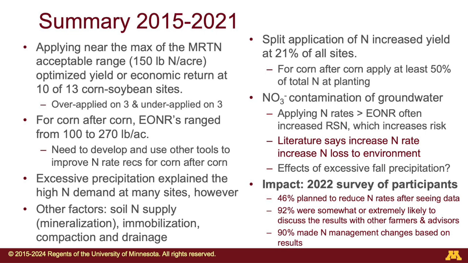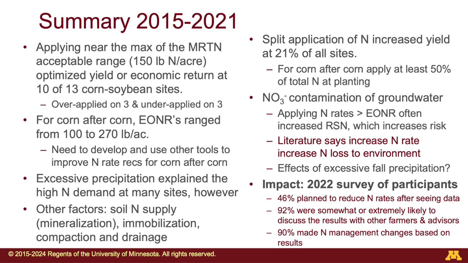And on the impact of this study, Dawn Bernau did a survey in 2022 of the participants. And this included not only the farmers, but their ag retailers or their crop consultants. And they found that 46% of them plan to reduce their nitrogen rates after looking at this data and being on these sites, seeing these fields on their farms. 92% were somewhat or extremely likely to discuss the results with farmers and other ag advisors, and 90% made N management changes based on the results. Now that might have been the timing, it might have been nitrogen source, it might have been nitrogen rate, it could have been one of many factors.